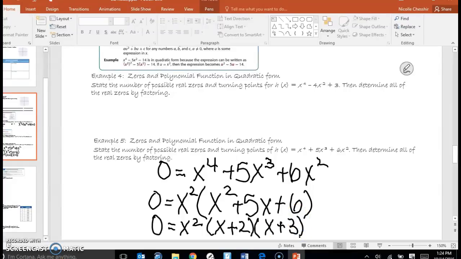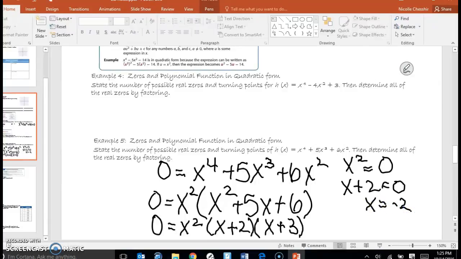Alright, so we don't have to do any substituting since it was already in quadratic form. So we have x squared, and if x squared equals 0, then the whole thing is 0, right? Yep. If the quantity x plus 2 is 0, then what's true about the whole equation? It's 0. So that's going to give us a zero of negative 2.